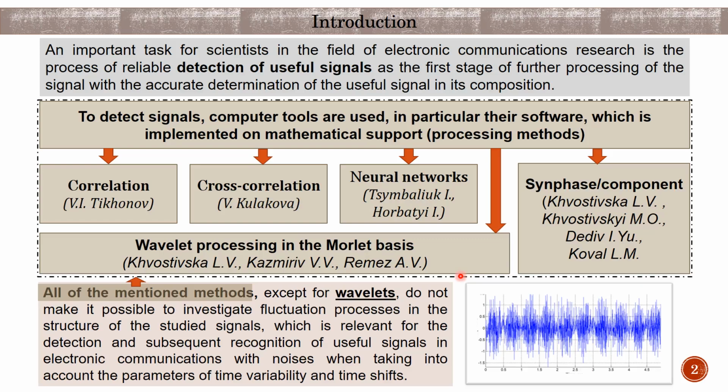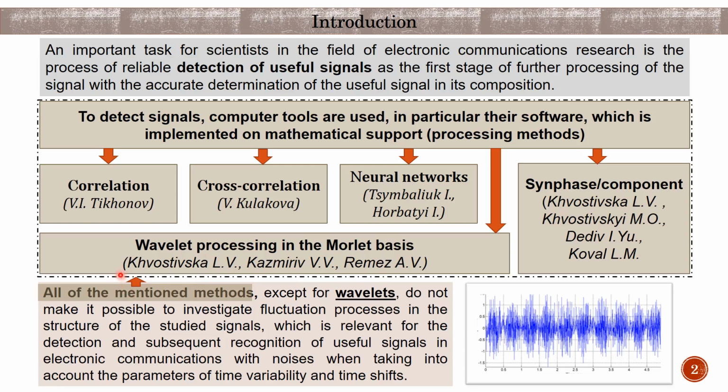An important problem for scientists in the field of electronic communications research is the process of reliable detection of useful signals as the first stage of further processing of the signal, with the accurate determination of the useful signal in its composition. To detect signals, computer tools are used, in particular software implemented on mathematical support, in particular correlation, cross-correlation, neural networks, synthesis, component and wavelet processing in the mother basis.